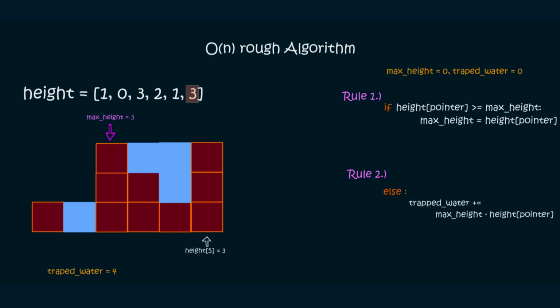At the last index, the current height is 3, which is equal to the maximum height. Hence, according to rule number 2, we will add the height difference between the maximum height and the current height to the trapped water. So here the difference is 0, hence we will do nothing. Super easy solution, right? But will it be true for all scenarios? Let's see.